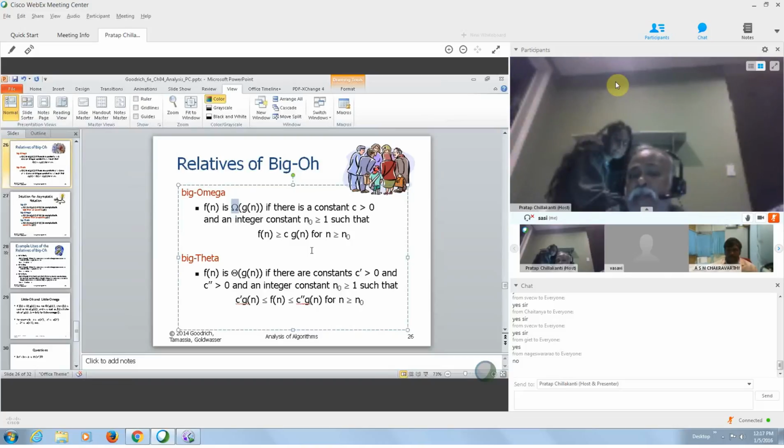Whereas for big theta, they both are constant, meaning they both are equal. Both the functions are equal for a given C and a given n. If they're equal, you call it big theta.